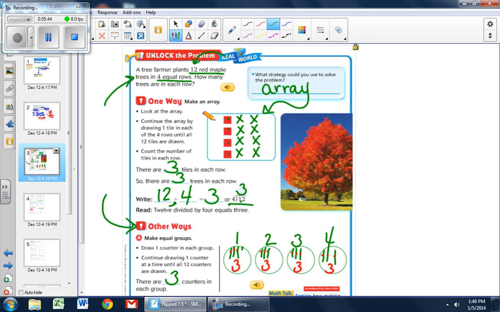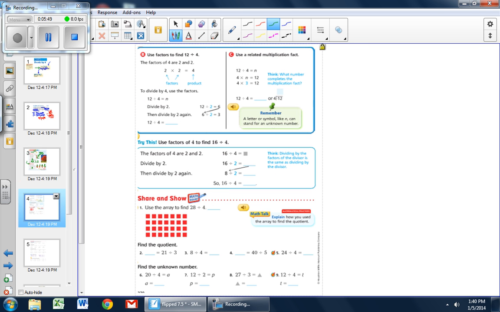Okay? We're going to move to page 270 and try yet another strategy. It wants us to use factors. Remember, factors are the numbers you multiply together in a multiplication problem. So you know that the factors of 4 are 2 and 2. So anytime you're dividing by 4, you can do it by cutting it in half and then cutting it in half again. So to divide by 4, use the factors.